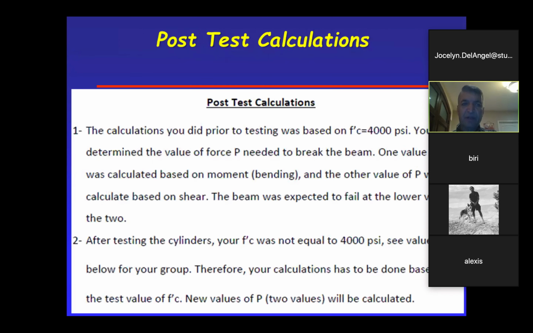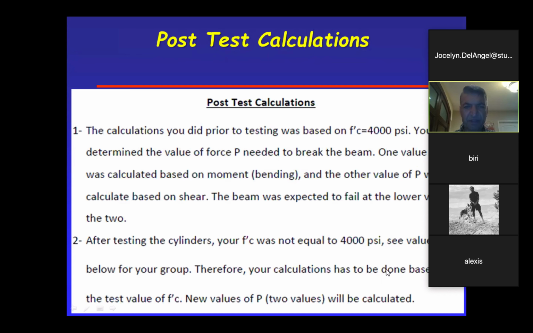And then after that, what will happen? We're going to do the post-test calculation. We already talked about that. Same calculation you did in pre-test, but now you're going to use F prime C 2340 in this case instead of 4000. Okay? And then of course, that's what this says.